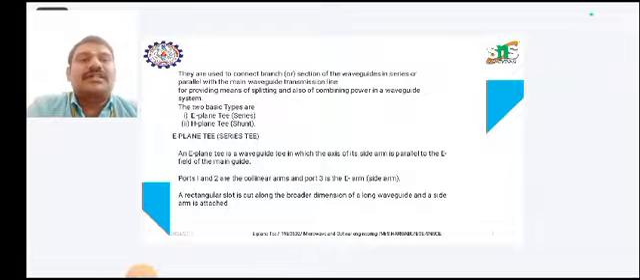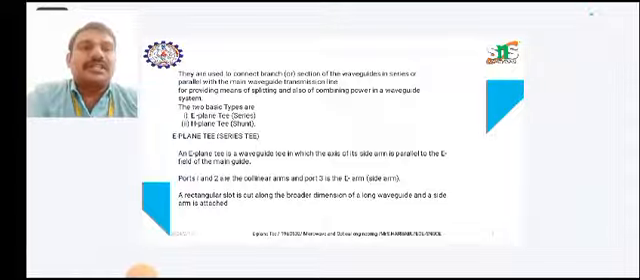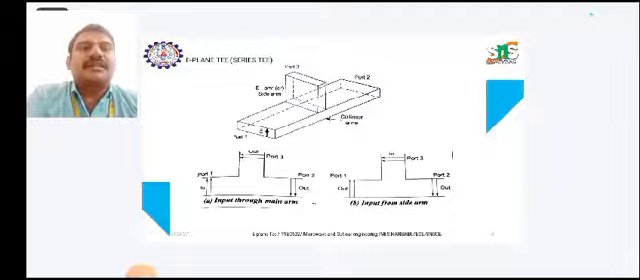A rectangular slot is cut along the broader dimension of a long waveguide and a side arm is attached. That is, a rectangular waveguide of long length is merged or combined with an E waveguide, that is an E-plane T or H-plane T. In this we are connecting an E-plane T. This is the diagrammatic representation of the E-plane T. Port 1 and port 2 are as in the previous diagram, and port 3 is the E arm.